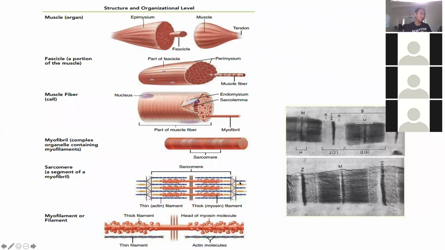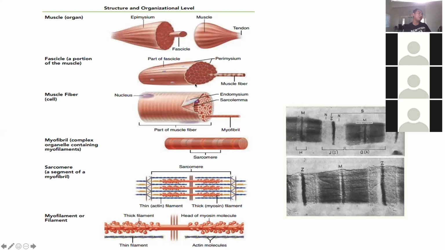So now we've got sarcomeres, multiple sarcomeres in longitudinal arrangement. It is called a myofibril. If we combine all the myofibrils, a collection of myofibrils covered with the sarcolemma and the endomysium, we will have a muscle fiber. So this is the muscle fiber. When the nerve axon is attached, that is called a motor unit.